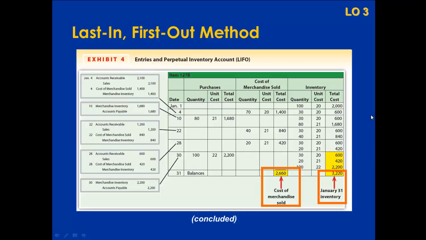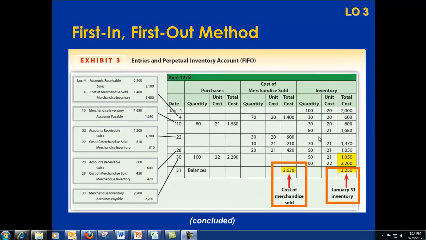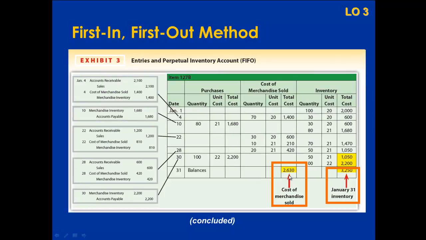Let's go back and take a look at the screen for FIFO. So remember, we had $2,660 of cost of merchandise sold under LIFO. It's lower here. This amount is higher under FIFO than it is under LIFO.